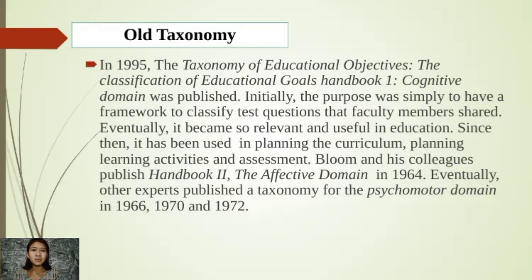Bloom and his colleagues published Handbook 2, Affective Domain in 1964. Eventually, other experts published a taxonomy for the psychomotor domain in 1966, 1970, and 1972. So, what is taxonomy? Taxonomy is the science of naming, describing, and classifying organisms, and includes all plants, animals, and microorganisms of the world.